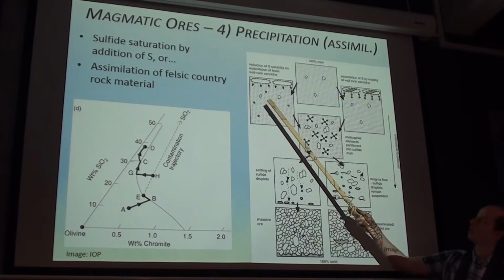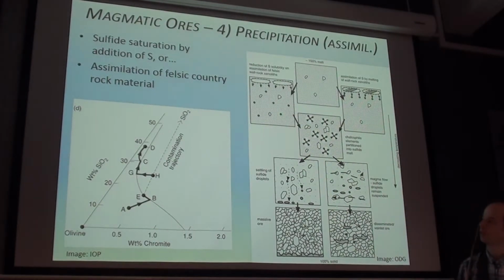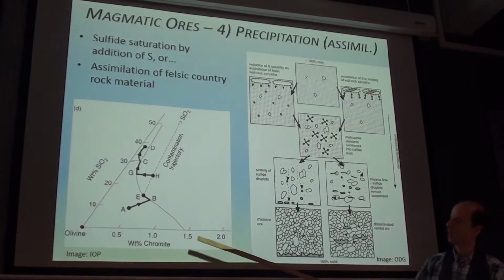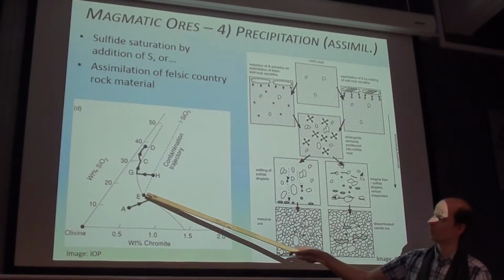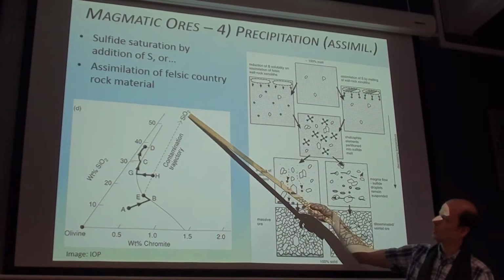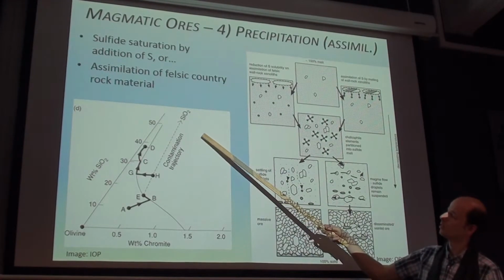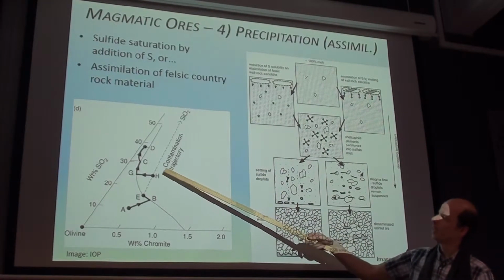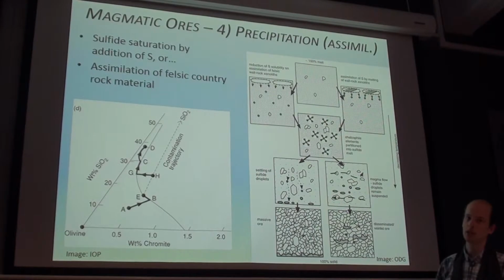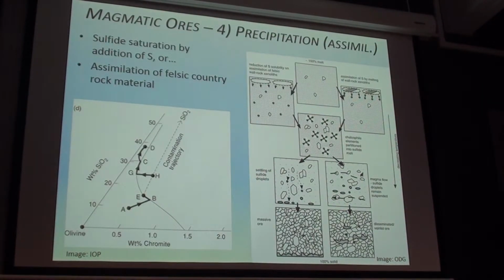Another process is by assimilating felsic country rock, and on this diagram this is basically represented by a magma mixing with quartz, representative of felsic country rock, and saturating the melt with a sulfide or oxide phase, hence forming either disseminated or massive ores.